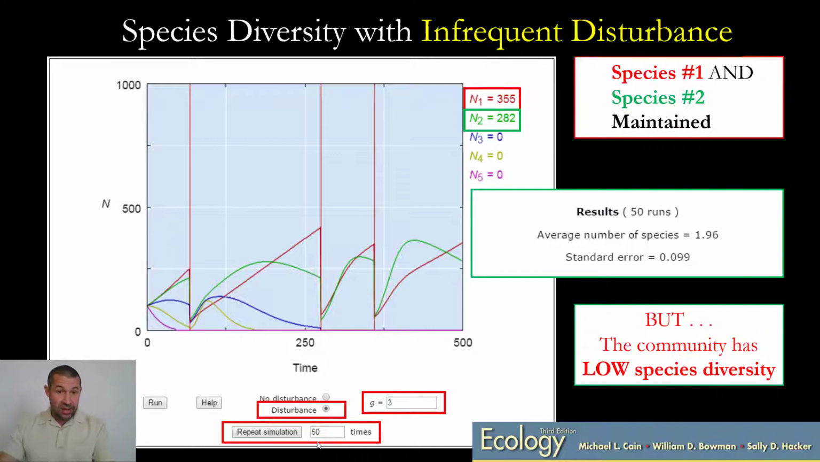So initially, the blue and gold species, the medium tempo species, they hang on, but then in this long period where there's no disturbance, they die out. So the two best competitors, slow tempo species 1 and 2, those are the ones that are maintained with infrequent disturbance. And you can see here that with 50 repetitions, we average about 2 species that are maintained over 500 years. So this climax community actually has low species diversity.